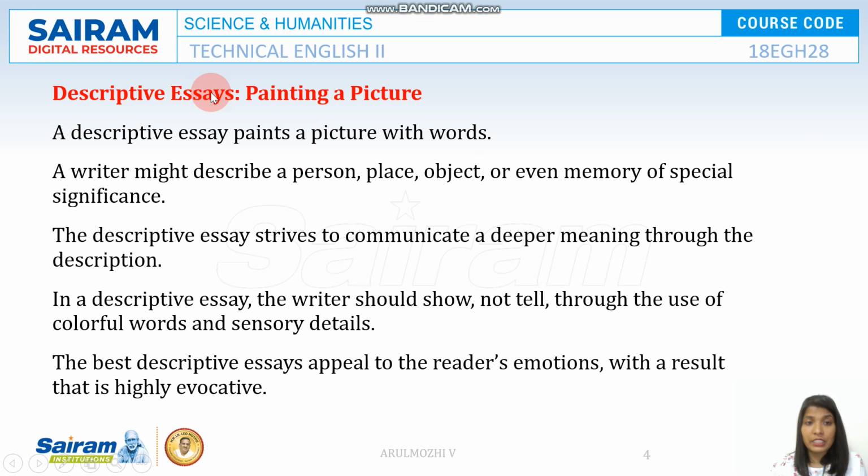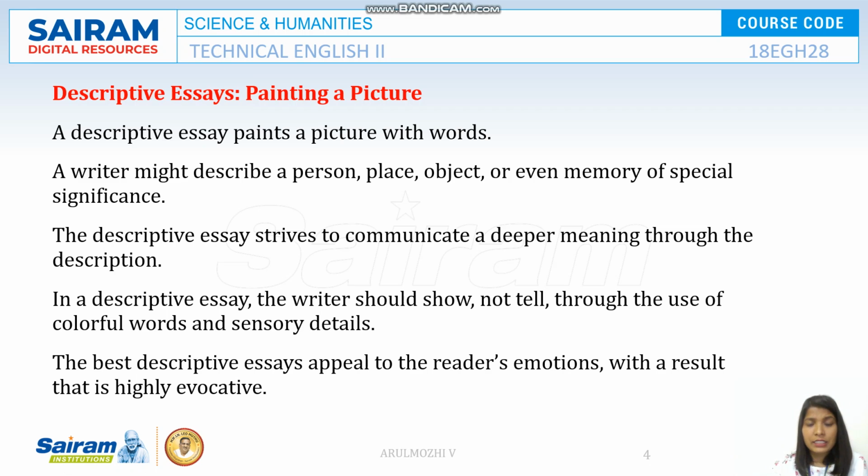And then comes the descriptive essay. What is the difference between narrative and descriptive? Narrative is said in the form of a story, and it is telling a real incident, and it would be most of the times in first person. But descriptive is like painting a picture, painting a real picture. A descriptive essay literally paints a picture with words.